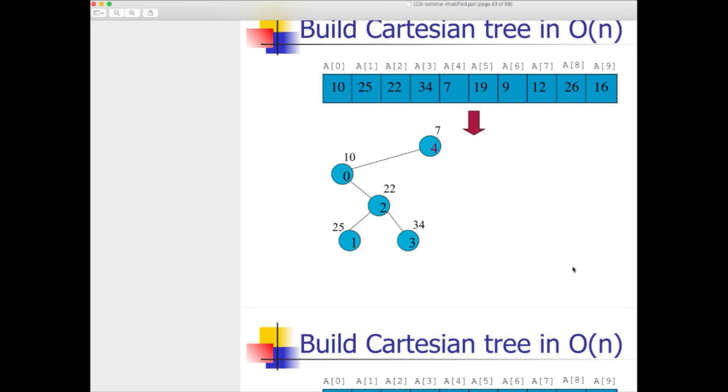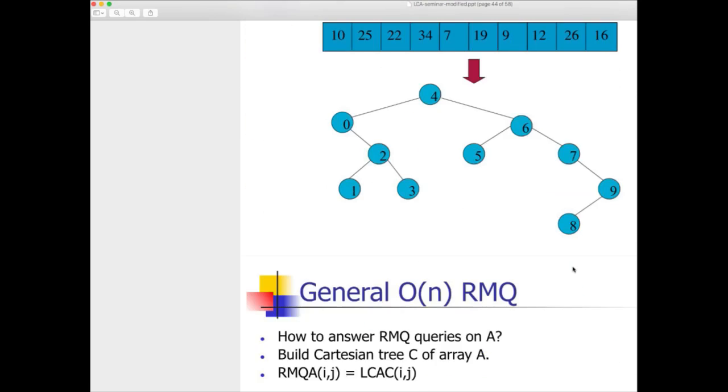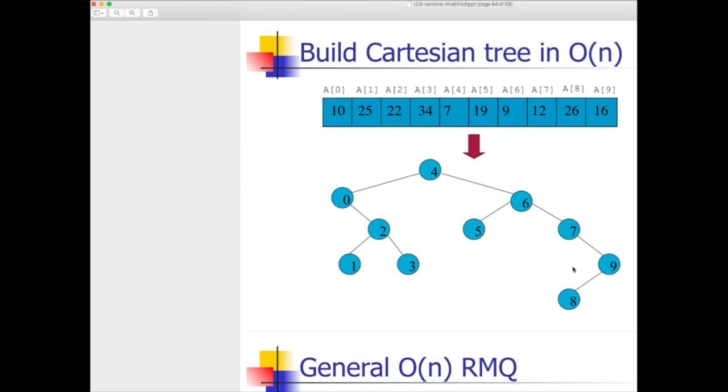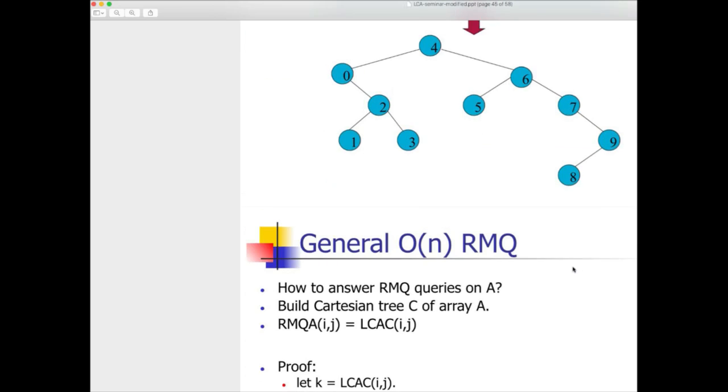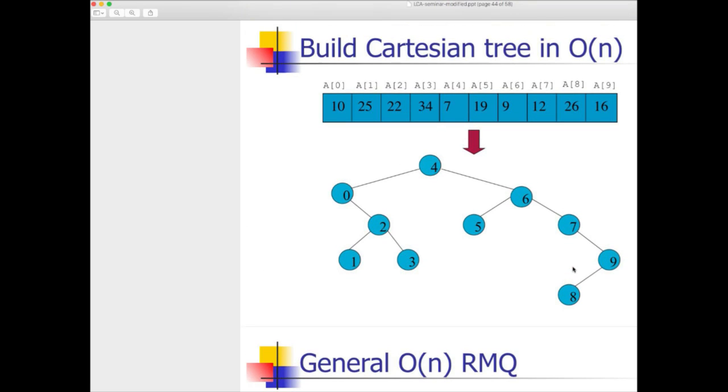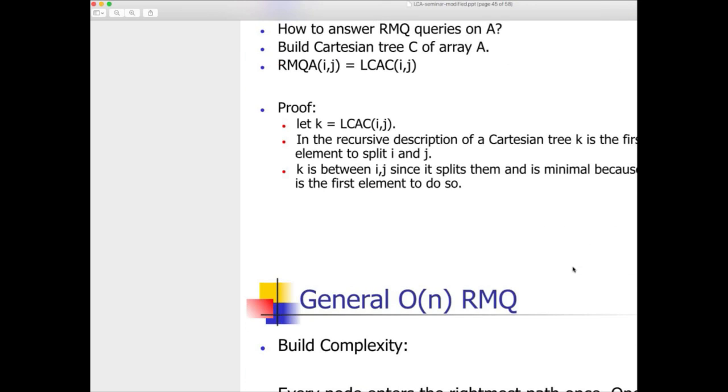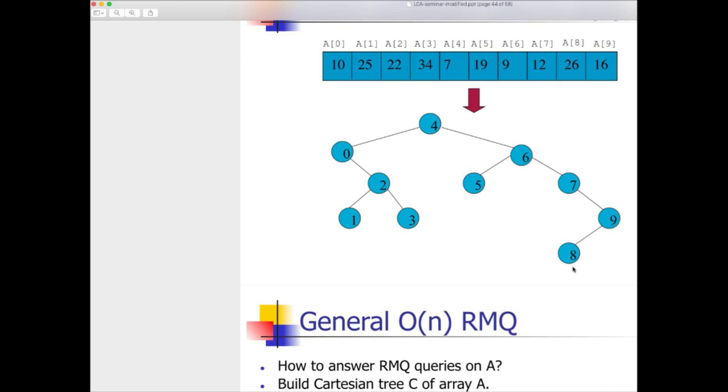So this gave you a tree on which the LCA problem can now be solved. You can take this, do the Euler tour on it, generate the levels and the representative nodes, and then solve that problem.